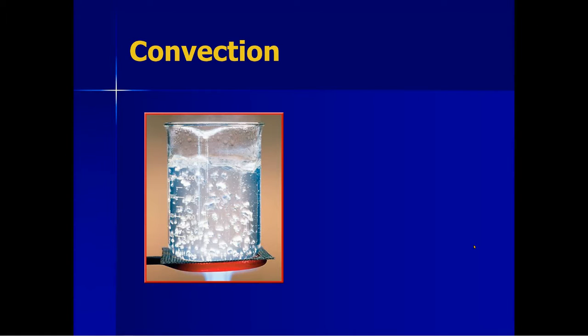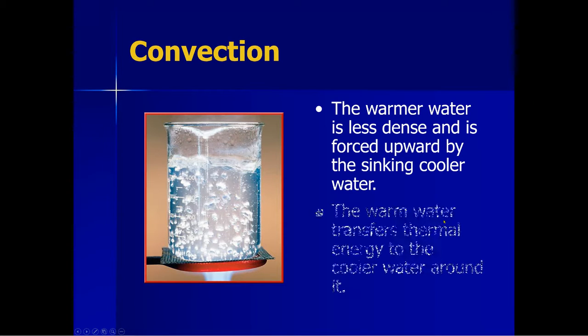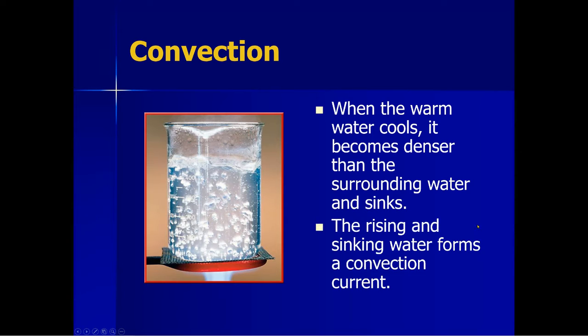The warm water is less dense and is forced upward by the cooler sinking water. So the cooler water will move to the bottom, the less dense water moves to the top, and we get a convection current. As it goes to the top, it cools off and it drops down, and it starts a convection current in the water. The warm water transfers thermal energy to the cooler water around it. When the warm water cools, it becomes denser than the surrounding water and it sinks. This rising and sinking water forms a convection current.